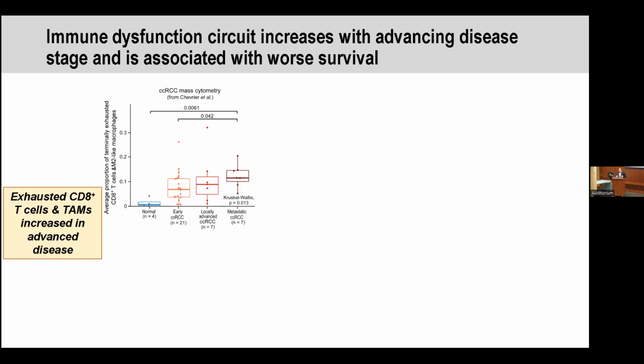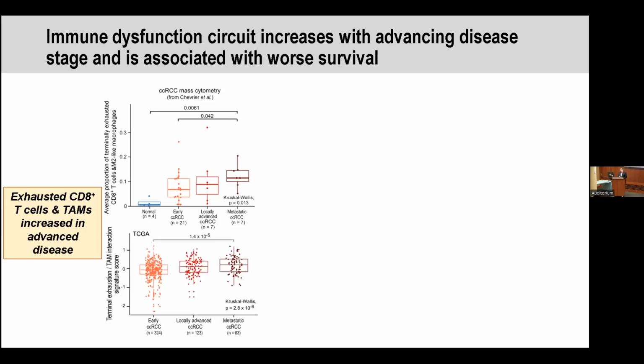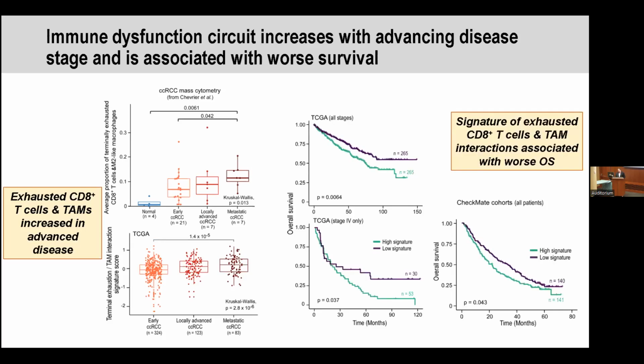And finally, we derived a gene expression signature representing that interaction between those myeloid cells and T cells and used that gene signature to interrogate the TCGA, and again, found this pattern of increasing signature of interaction with advancing disease stage. Now that we have this RNA-seq signature, we can actually ask the question, is this interaction signature actually associated with worse outcomes, with worse survival?